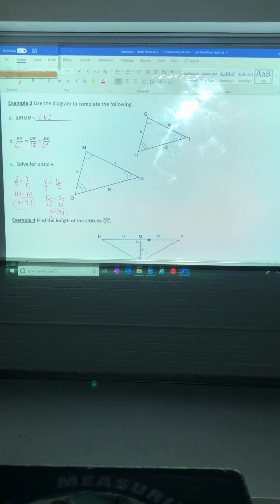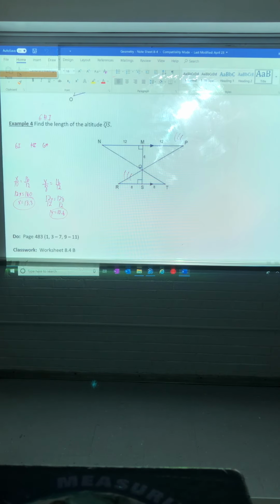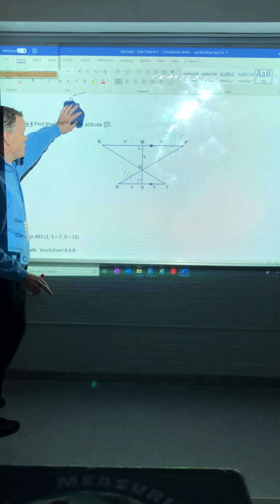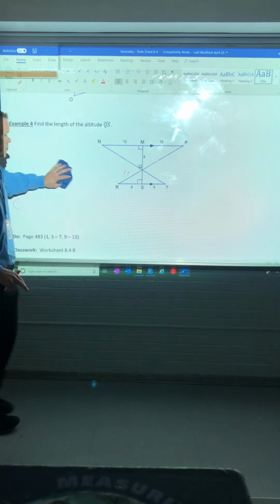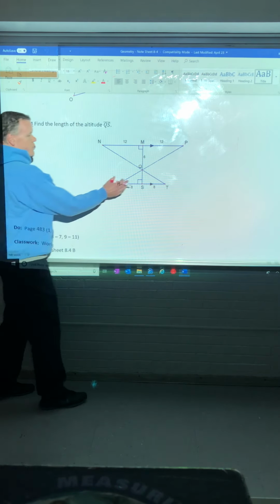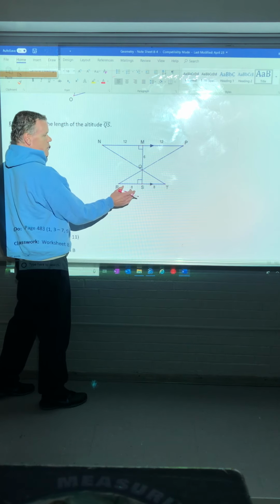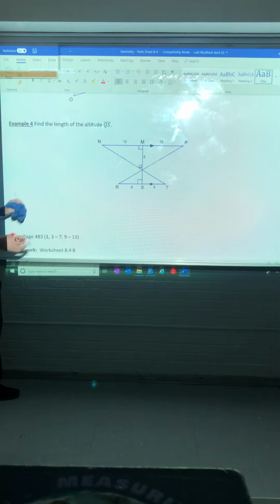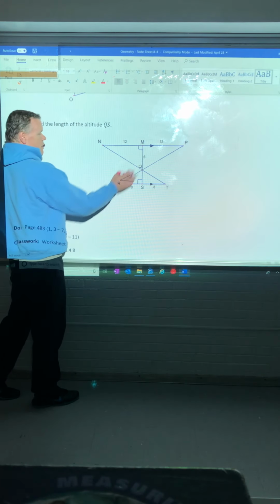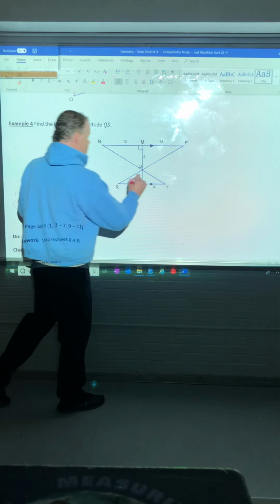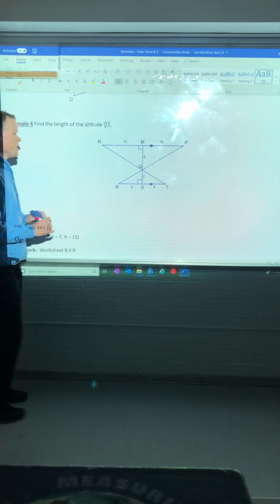Okay, the last one we're going to do, example number 4, and this is where you really just need to look at what you have right here. They want you to find out what QS is. Well, you can see if you flip this over, that your 6, if you put your 6, that's going to be over what we need to find here, x. Okay, 6 over x.